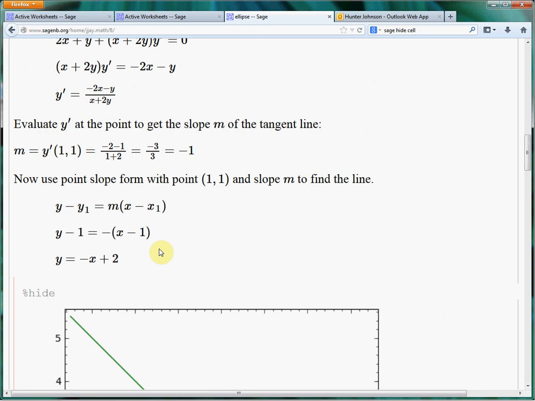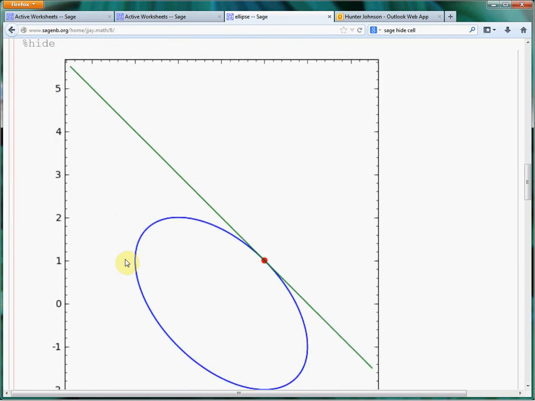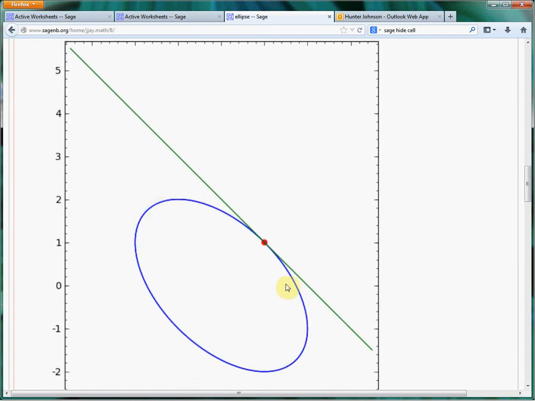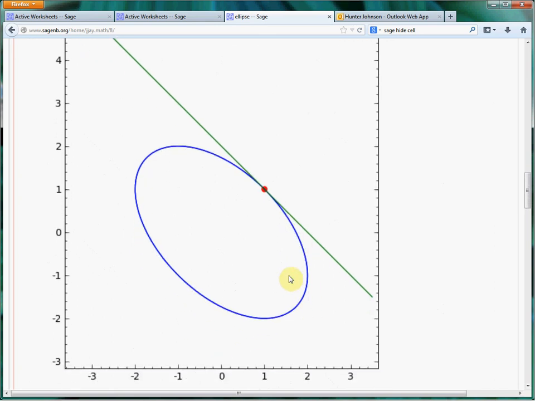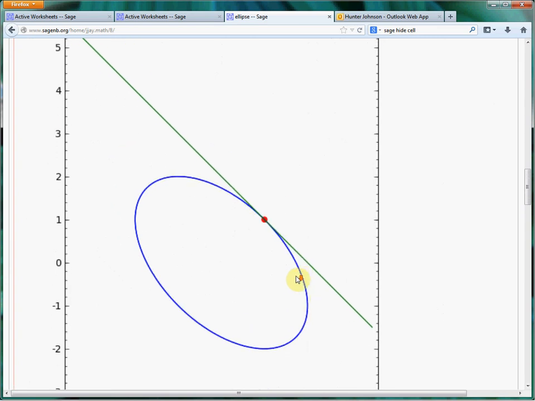Once we know that, we're ready to use point slope form. We know m is minus 1, and we have a point that's given to us. So the equation for the line that goes through the point with that slope is given by this formula: x1 is 1, y1 is 1, and m is minus 1. When you collect everything together, you get y equals minus x plus 2. And if we plot that line in green on the same frame as the blue ellipse, you can see it was a success, and the green line really is the tangent line to the ellipse.